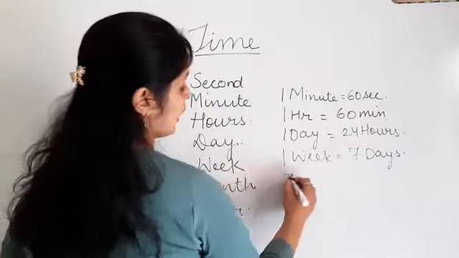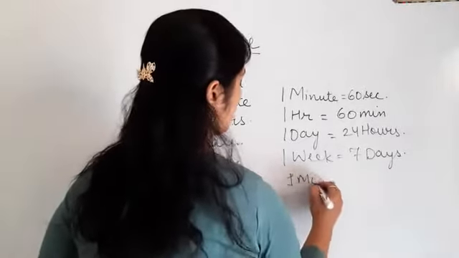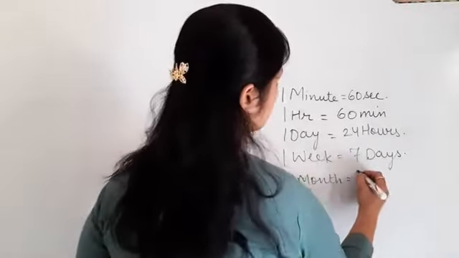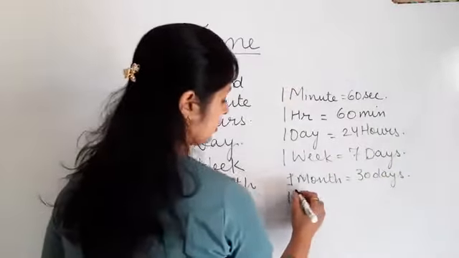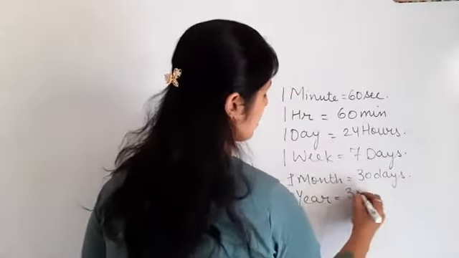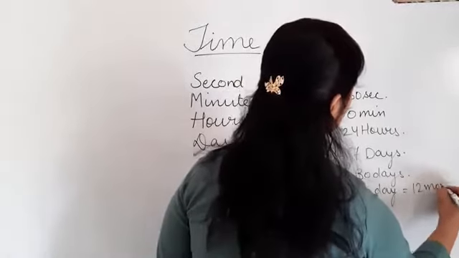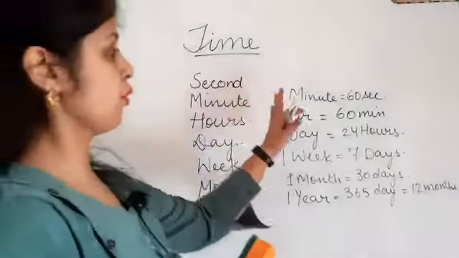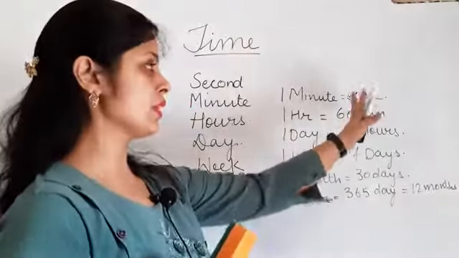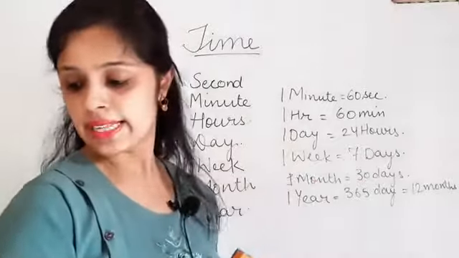Then 30 days or 1 month, and 1 year is equal to 365 days, or you can say 12 months. These are all the units of time. Now this is the conversion. If you want to convert minutes to seconds, 1 minute is equal to 60 seconds. If you want to convert week to days, 1 week is equal to 7 days.